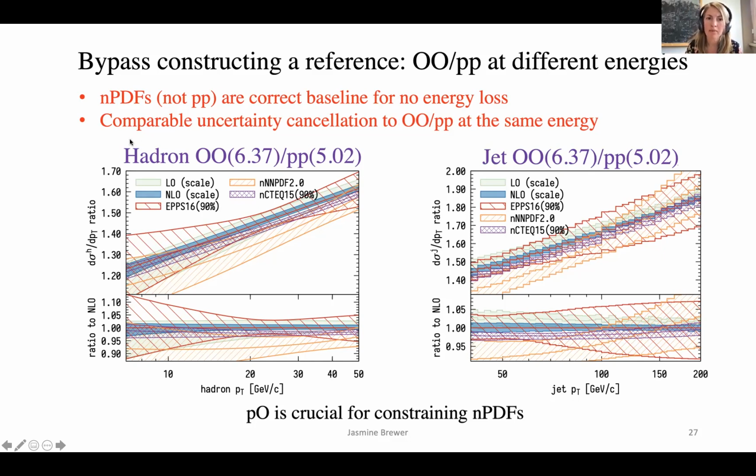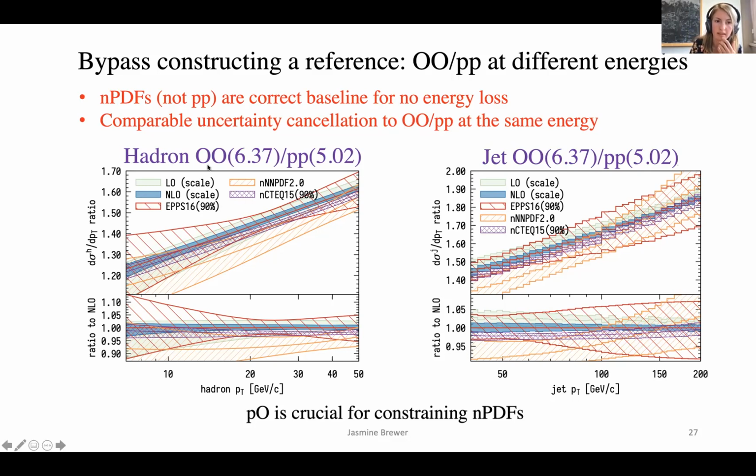And so the point that we want to make is that instead of constructing a pp reference at the same energy as the oxygen-oxygen run, you can also just take the ratio of oxygen-oxygen at some beam energy to pp at a different energy. And actually what we found is that there's comparable uncertainty cancellation, at least on the theory side, and we expect also on the experimental side, between taking OO over pp at different energies with respect to taking them at the same energy.